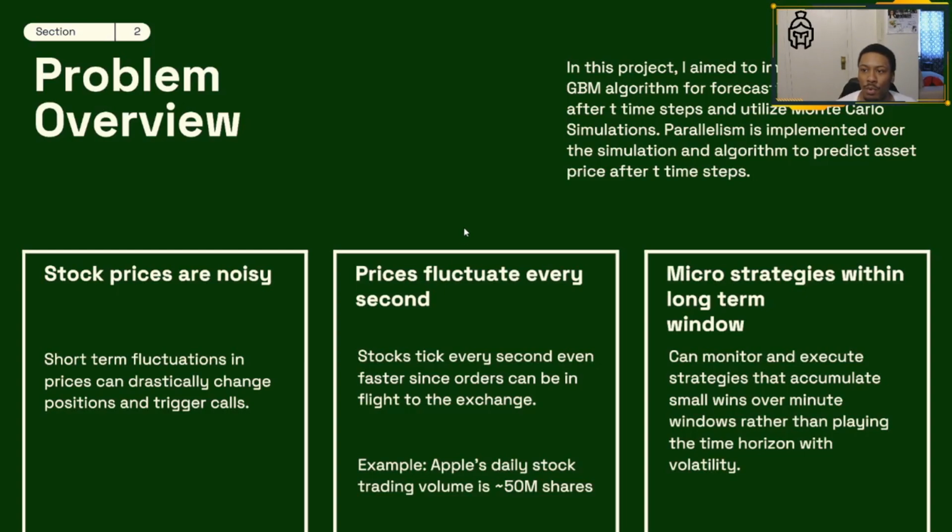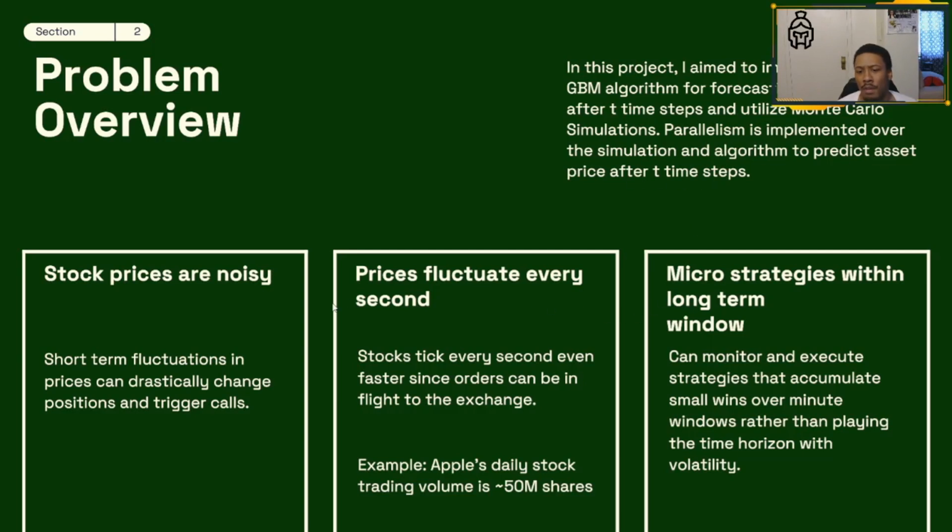So the problem overview is essentially I aim to implement a parallel geometric Brownian motion algorithm for forecasting asset prices after t time steps using a continuous distribution, utilizing Monte Carlo simulations. In the example we're going to see, 10,000 simulations are done, and parallelism is implemented over the simulation paths, an algorithm to predict asset price after t time steps.